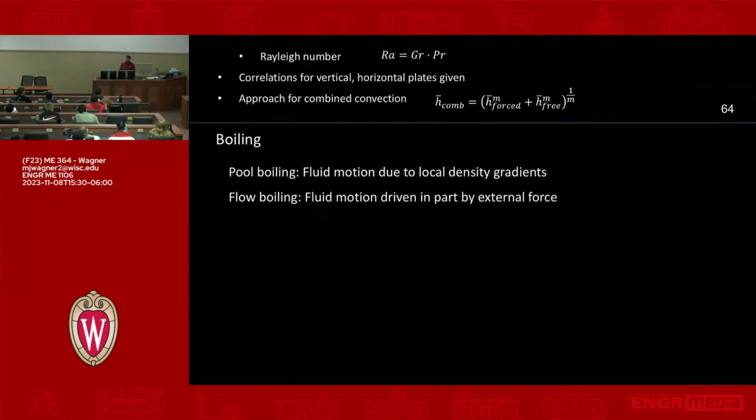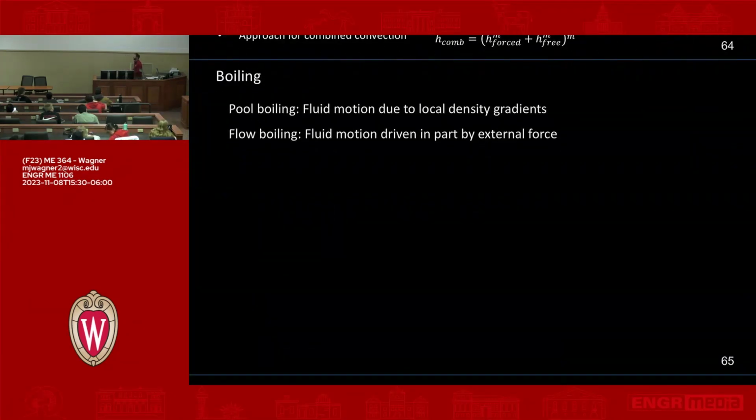Okay. So then, boiling. I actually kind of like this topic because there's a lot going on and it's kind of an interesting process. So we'll go through and we'll talk about two different types of boiling that are commonly encountered. So one is called pool boiling. Pool boiling is when the only motion is due to local density gradient. So it's very much like natural convection.